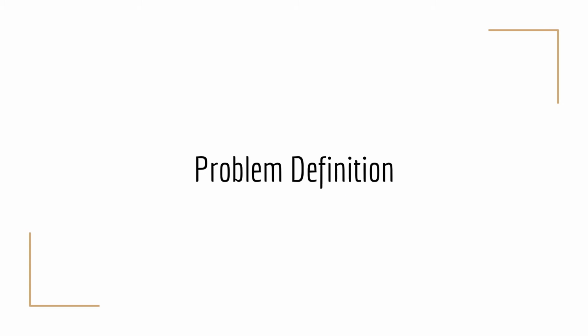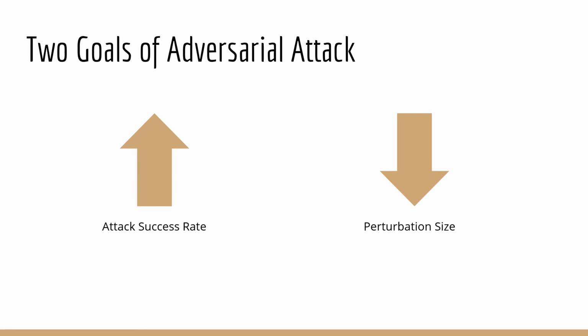So what is the problem of POBA-GA and how can we solve it? Basically, there are two goals in adversarial attack. First one is attack success rate and second one is perturbation size. The ultimate goal of the attack is maximizing attack success rate and minimizing perturbation size.